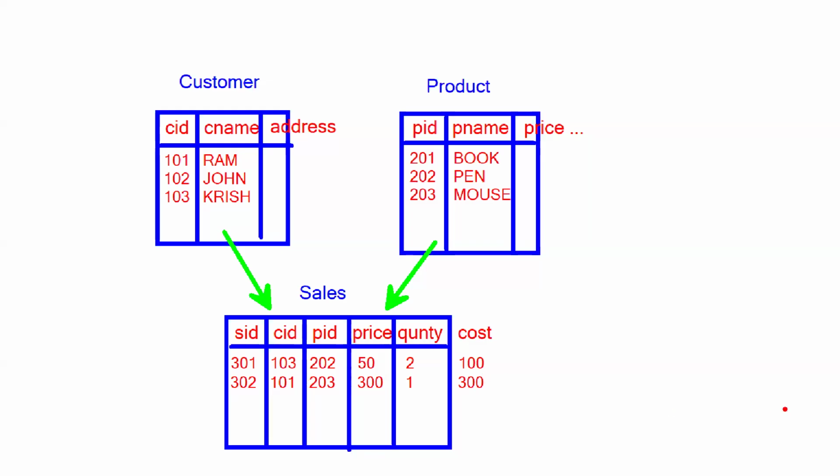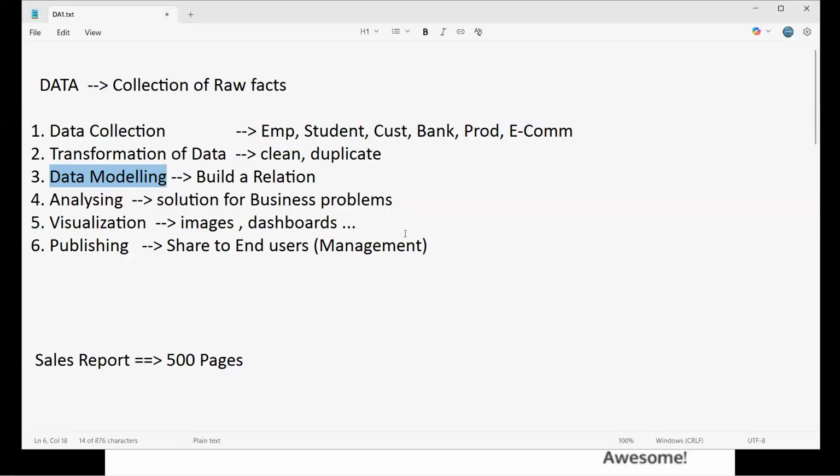And now we can find common columns for all the tables. Okay, and we can prepare our own data model. Okay, is it clear? So you can build a relation for these multiple tables. Okay.